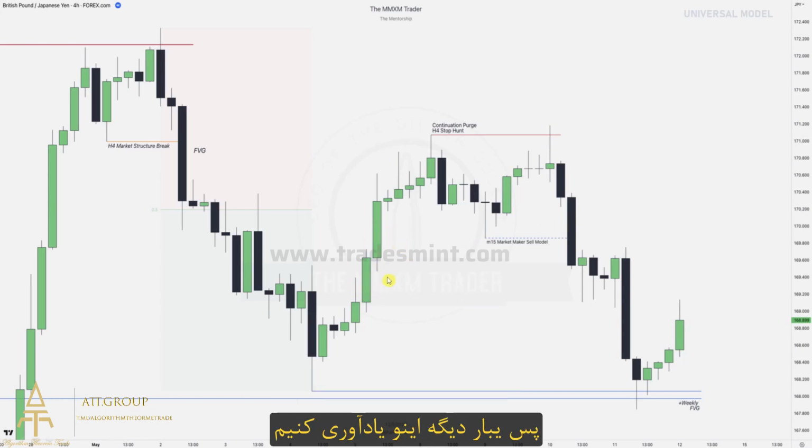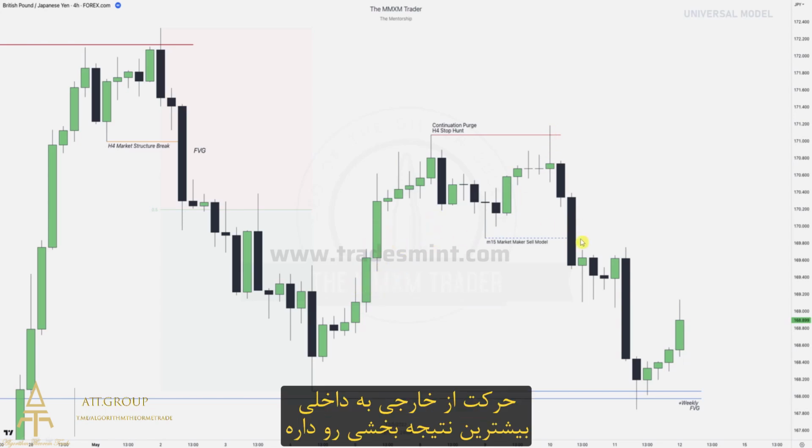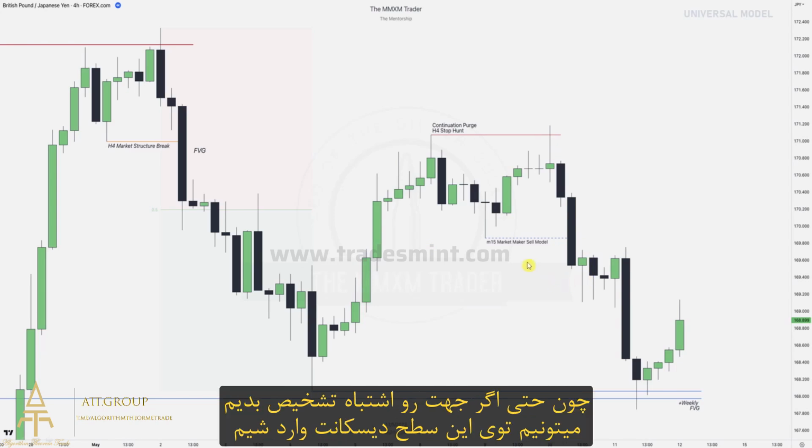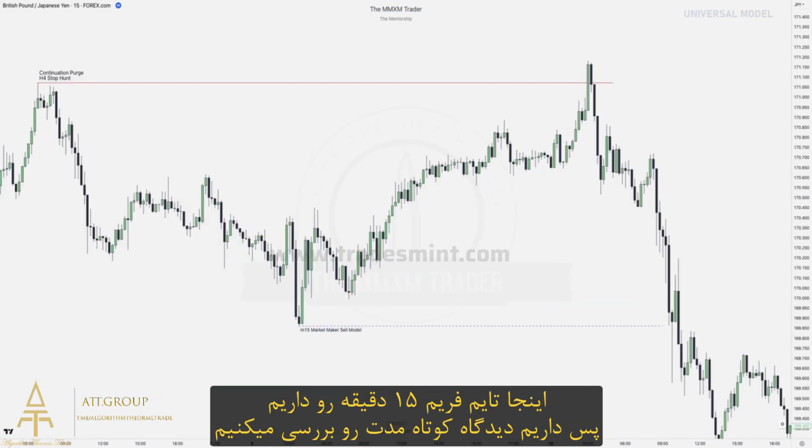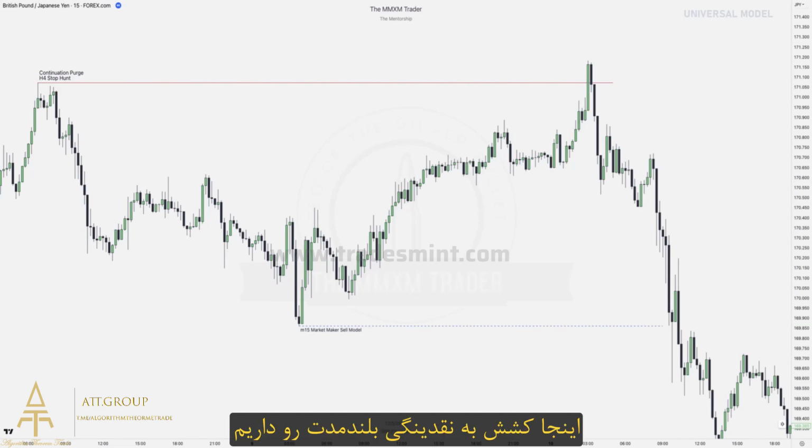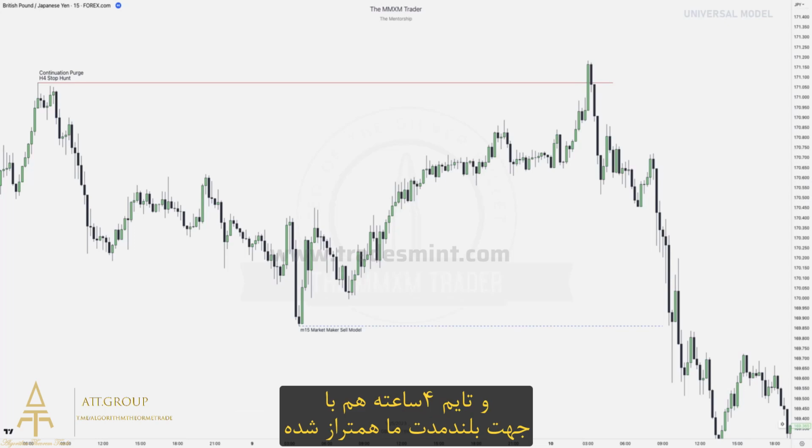And again, reiterating, if you have external to internal, it's more forgiving, because even if the bias is wrong, you can still get into that discount level. So we got that 15-minute time frame over here. So now we're on that short-term perspective, right? We had that long-term draw on liquidity. We had that 4-hour being in line with our bias from the long-term.